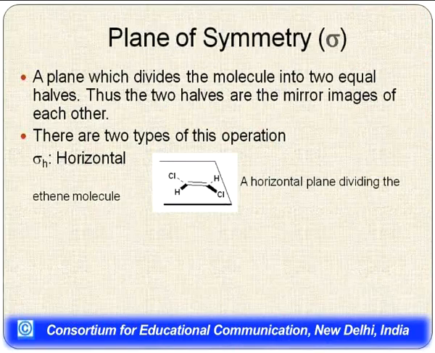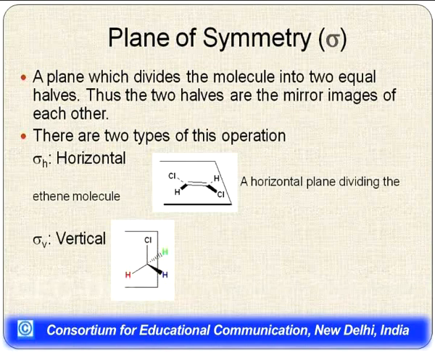Even if it was not in the ethene molecule, this plane would divide the molecule horizontally into 2 equal halves, as you can see in the slide. In this case, there is nothing above or below, because it is a planar molecule and lies in the plane only. The second type of plane of symmetry is the vertical plane of symmetry.